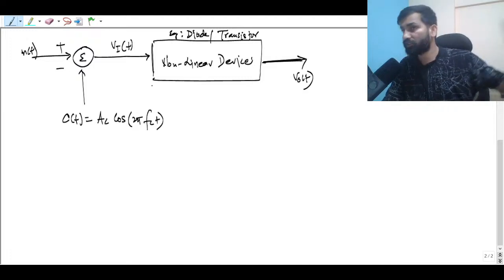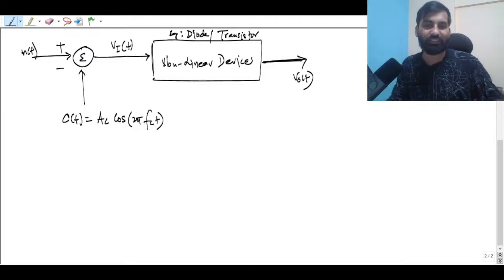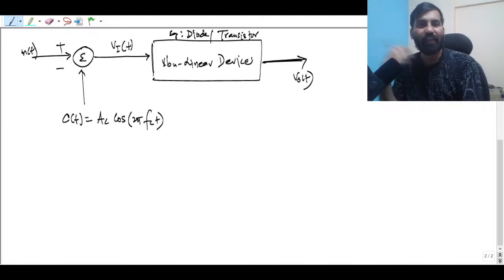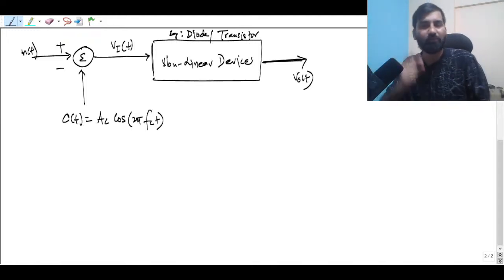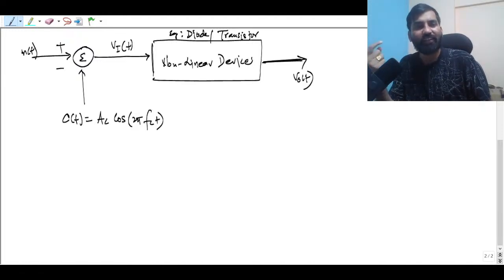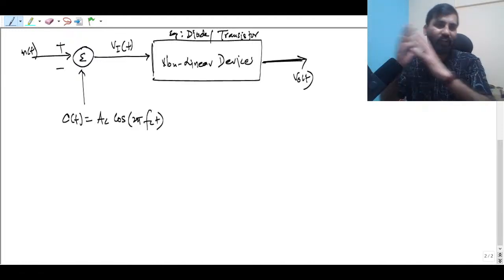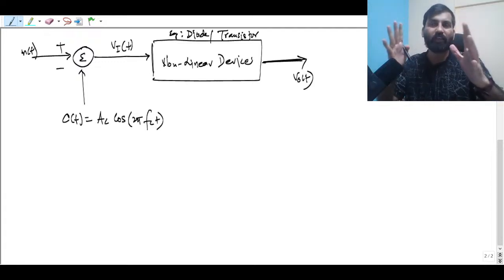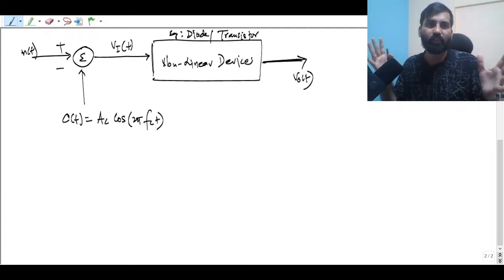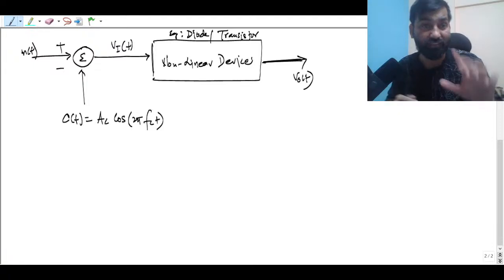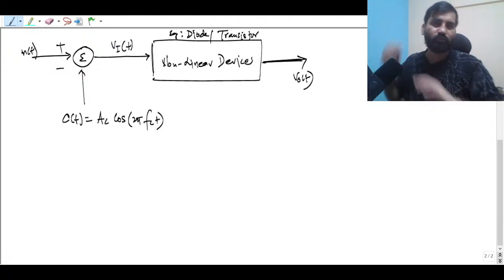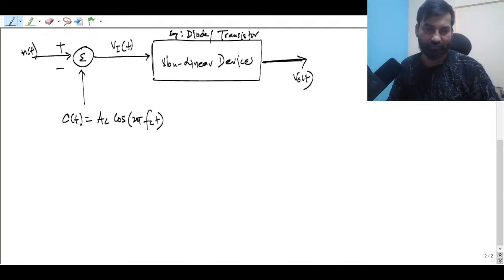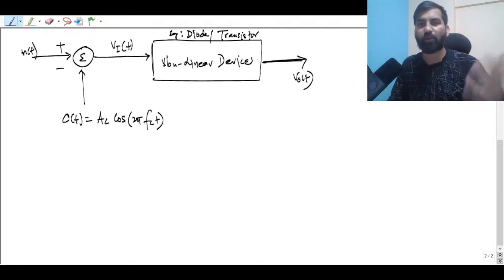So the input will be the sum of the message signal as well as the carrier signal. Then you have to pass it through the non-linear device. Please remember, sometimes in the GATE examination they will directly ask a question. They will put the block diagram and ask a question, and I will tell you what kind of question. So m(t) plus c(t) goes to the non-linear device, and you will get some output here.